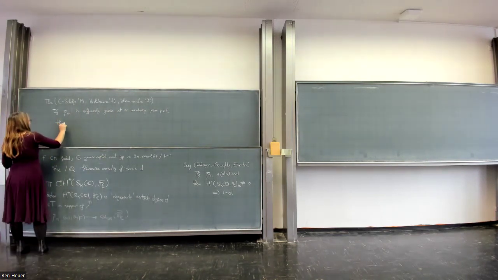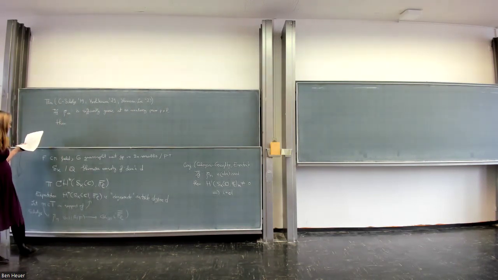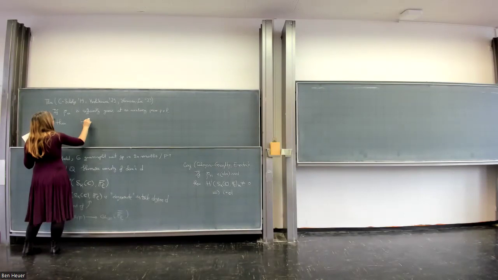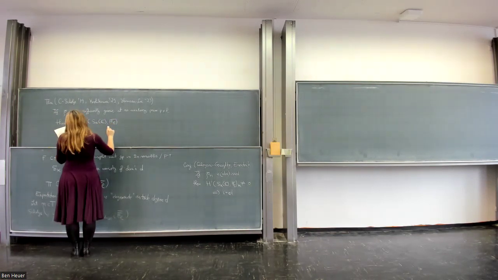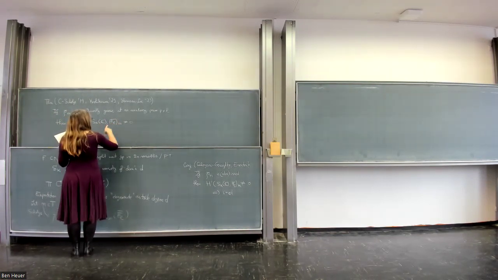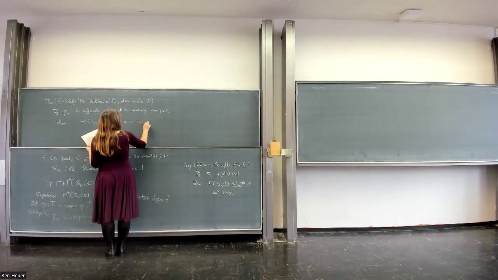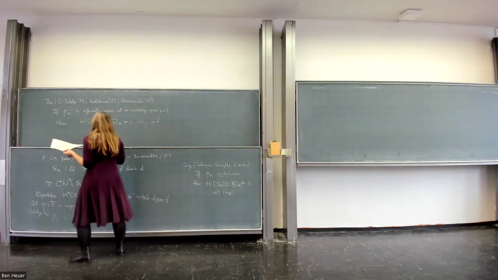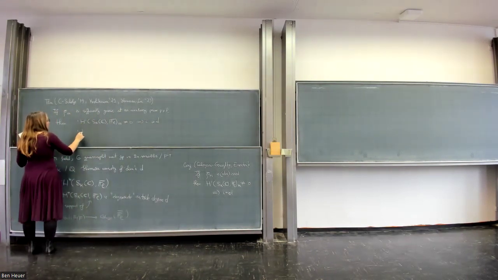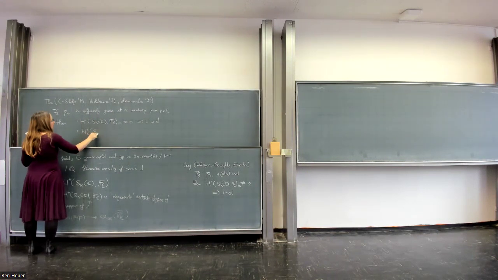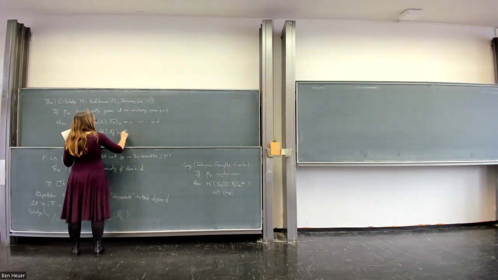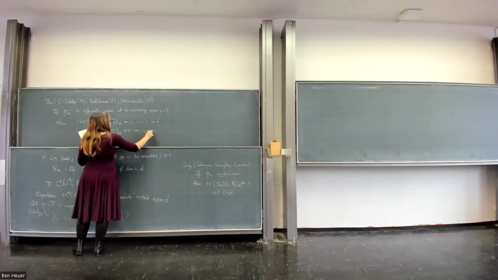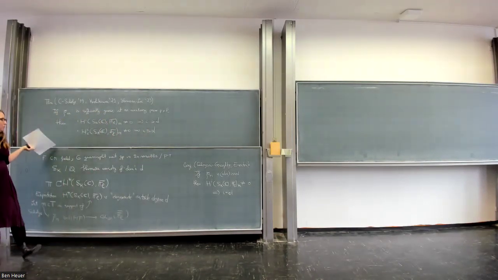Then, well, you don't quite get that the cohomology is in the middle degree, but you do get that the usual cohomology is in the middle degree and above. So this is only non-zero if i is greater than or equal to d. And then the dual statement also holds true. So the cohomology with compact support is in the middle degree and below.